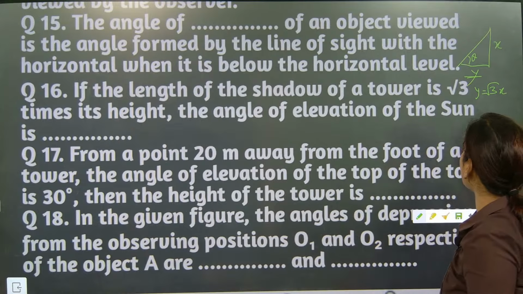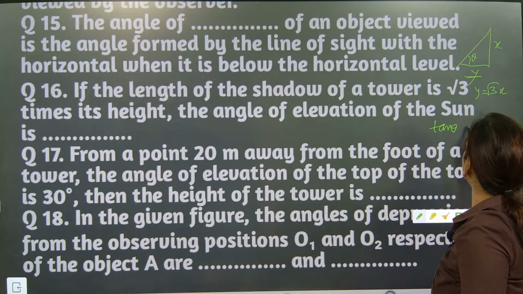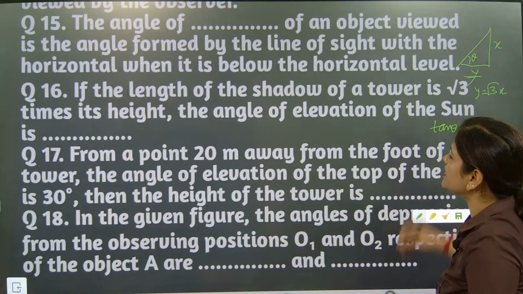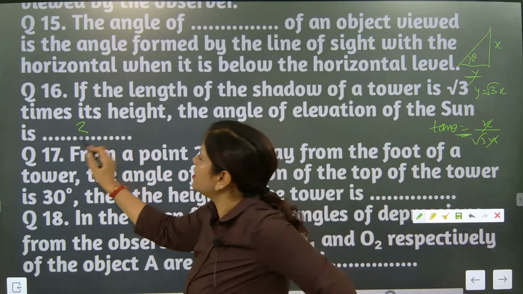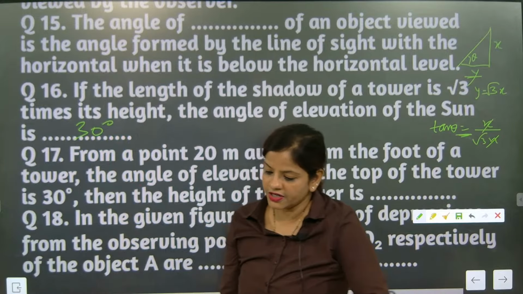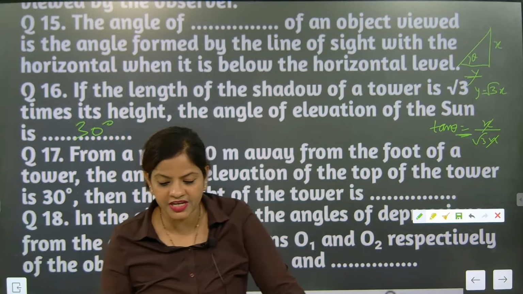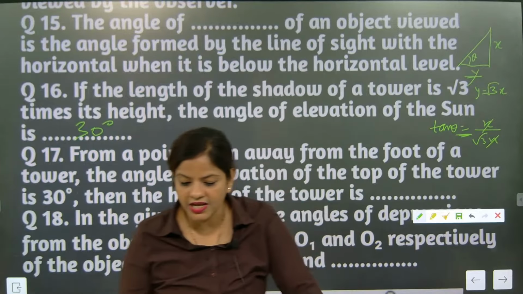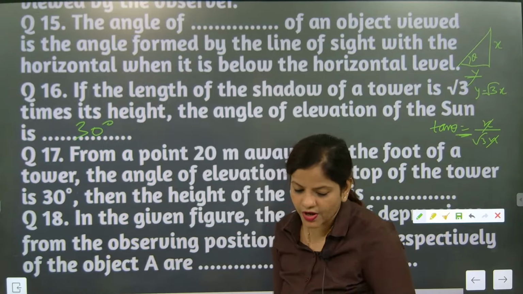Understood? Then what is the angle? So tan theta is equal to x by root 3x. Cancel. Then theta is coming as how much degree? 30 degree. 1 by root 3 is 30 degree. Absolutely correct. So now we'll go for the next one.